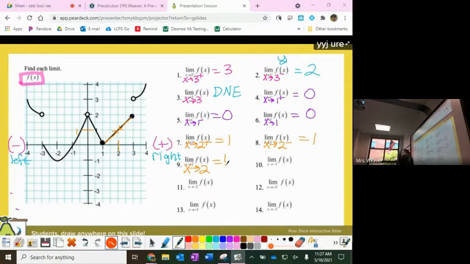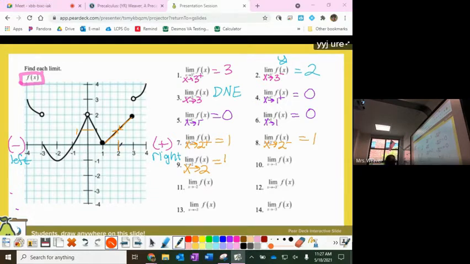Questions for me so far on that? Emily? Getting the right side, but can you just point how you're doing the left side? Okay, so the left side just means as I come from the left. So I know I'm looking at this x value, so I put my finger anywhere to the left of it and I start approaching that x value. So as I approach that x value of 2 on my graph, my y values are approaching 1. Where do you start your finger though? Anywhere to the left of it.